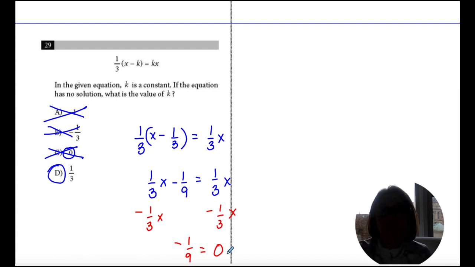A couple other things you could think about: you could simplify it at the beginning and rewrite it as 1/3 x minus 1/3 k equals kx. You could plug in directly there. It might make some of the work a little bit easier.